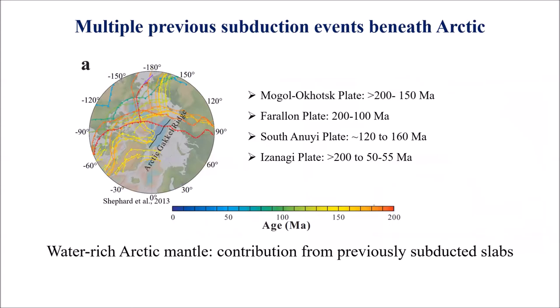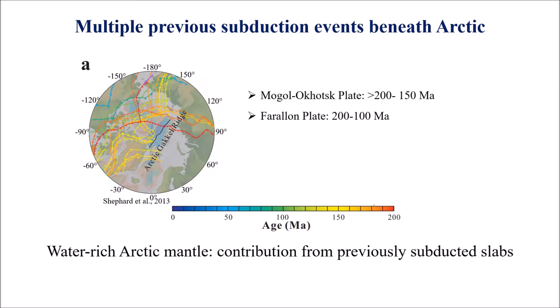So combined with recent plate reconstruction studies, there are multiple previous subduction events in the past 200 million years, as listed here. And we also show the reconstructed locations of the previous subducted slabs as the colored curves over here. They show overlap with the current spreading Gakkel Ridge. So all these previously subducted slabs could provide this water-rich slab flux, contributing to the water-rich nature of the Arctic mantle in general.